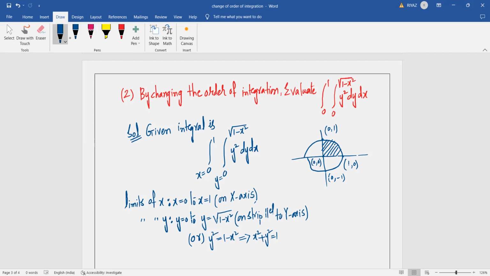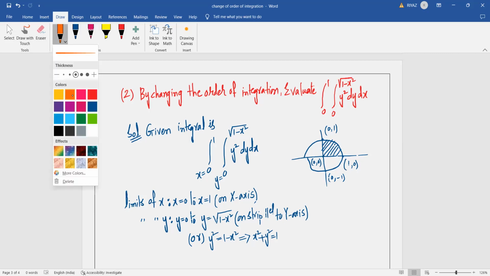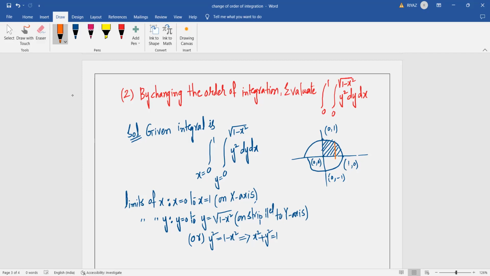And there is a strip. The limits of x lie on the x-axis, and for the limits of y, we have to draw a strip parallel to the y-axis. So parallel to the y-axis, it will be like this. The lower limit of the strip is y equal to 0, and the upper limit is already given in the question: under root 1 minus x square. This much is given in our question only.